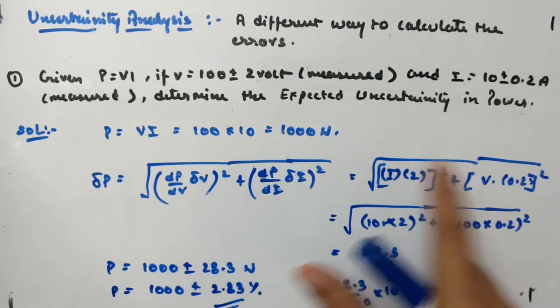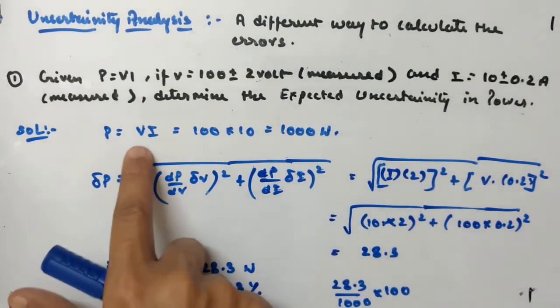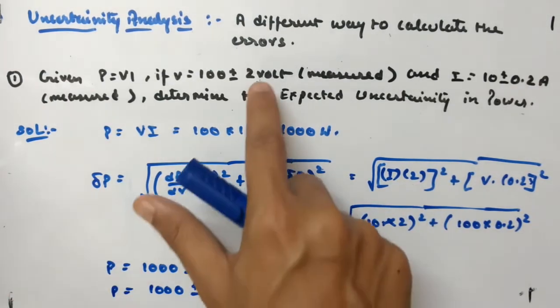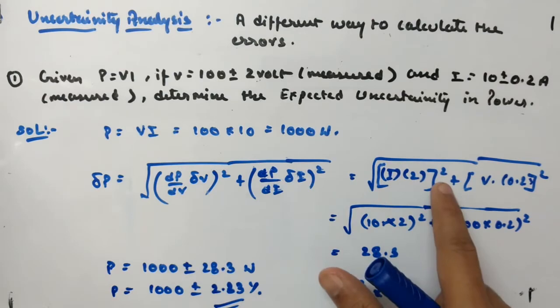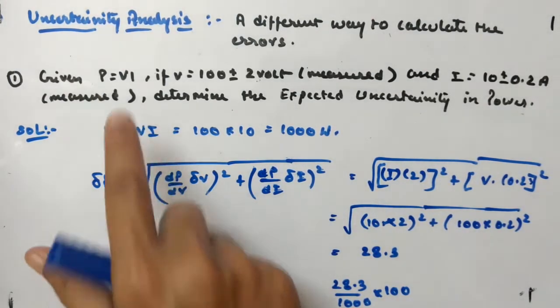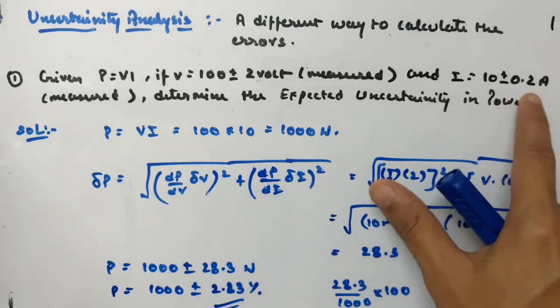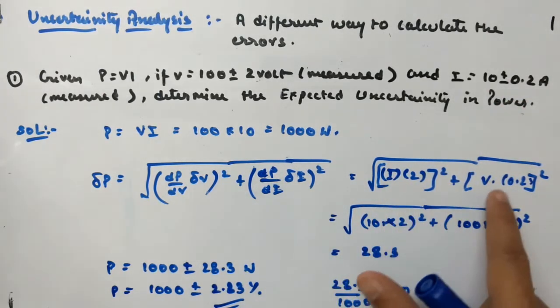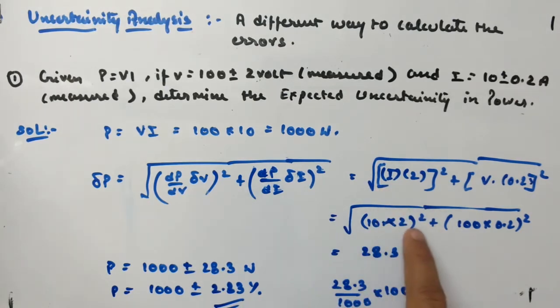So if you plug the value, under root, it will be the partial derivative of P with respect to V into 2, uncertainty in voltage, square, plus partial derivative of P with respect to I into uncertainty of current, that is 0.2, whole square. If you plug the true values of V and I, 10 into 2 whole square plus 100 into 0.2 whole square, under root, that comes out to be 28.3 watts.